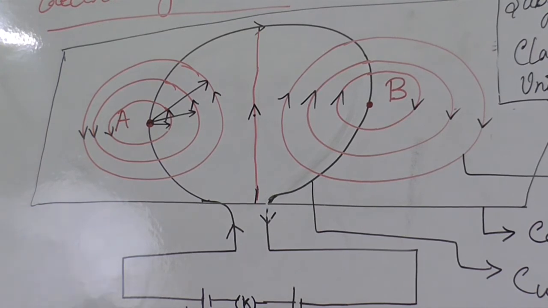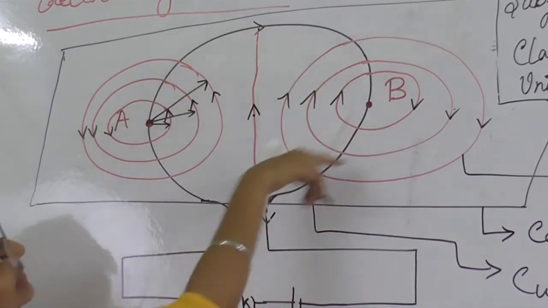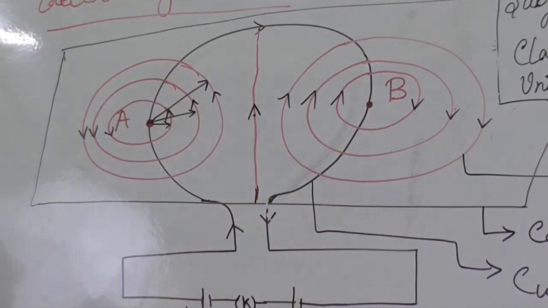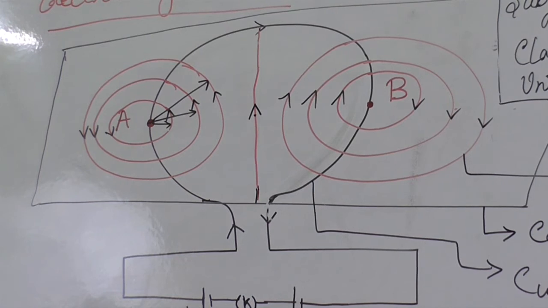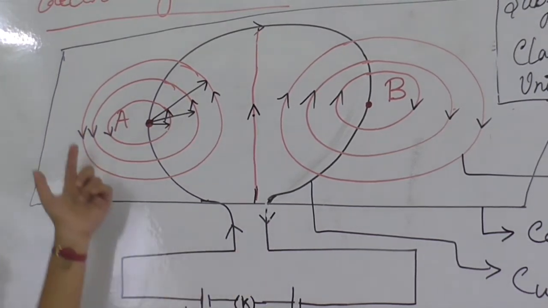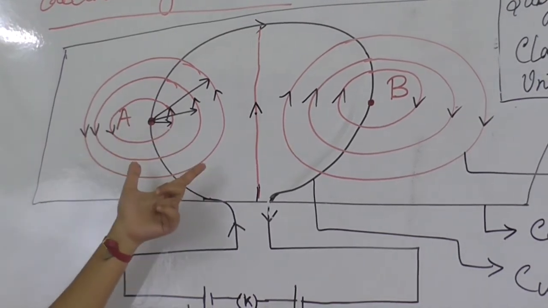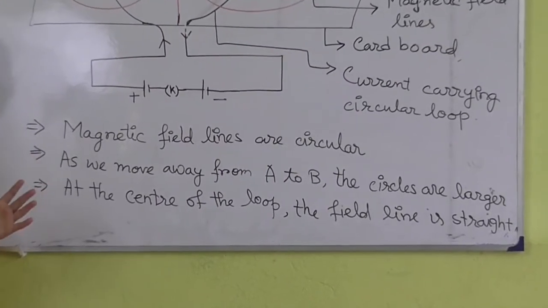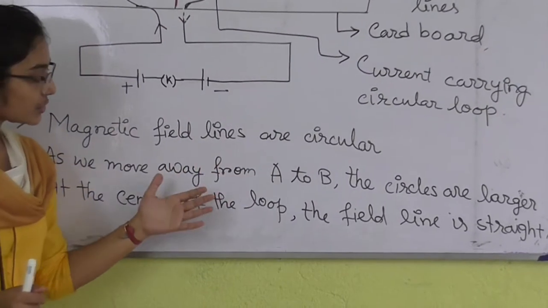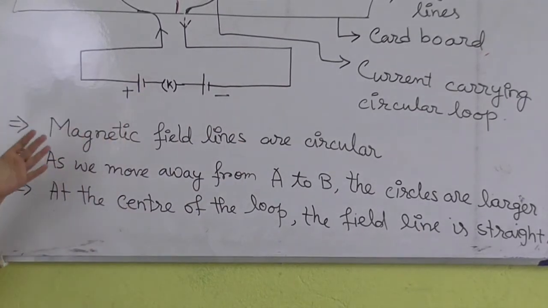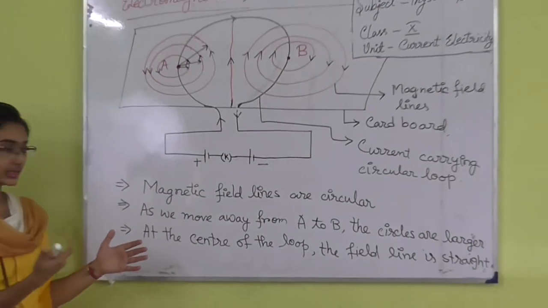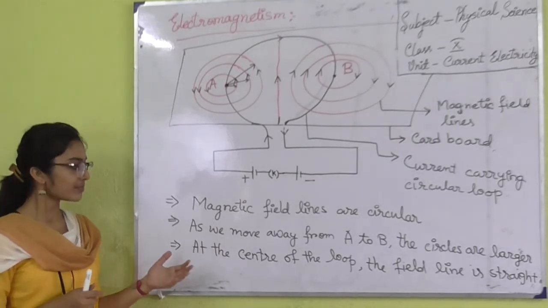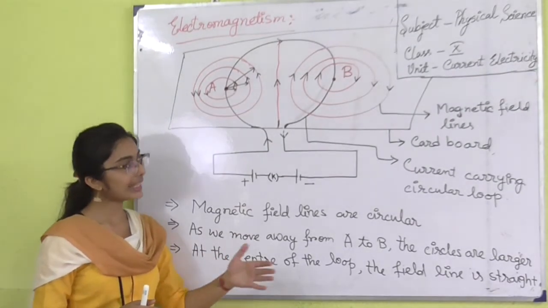The field line is straight. This is actually at right angles with the flow of current. So, we can conclude from this experiment that magnetic field lines are circular in nature. They are like concentric circles. So, magnetic field lines are always circular. As we move away from A to B, the radius of the circles becomes larger. At the center of the loop, the field line is straight.